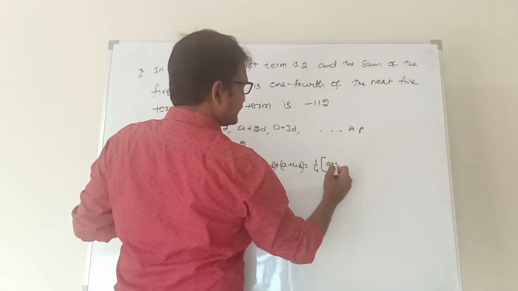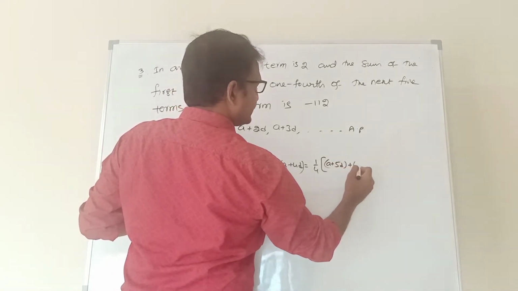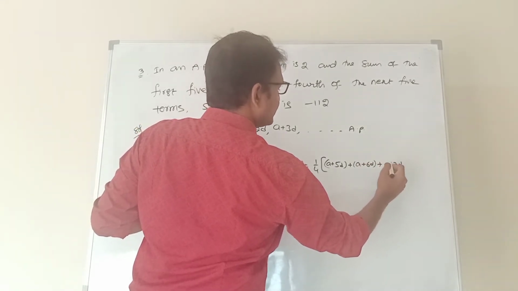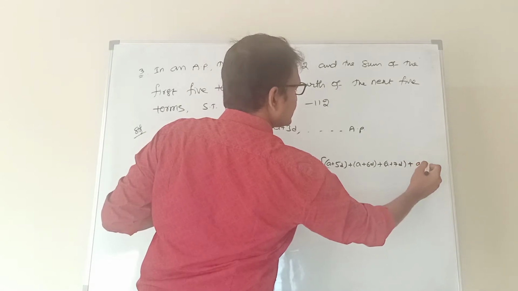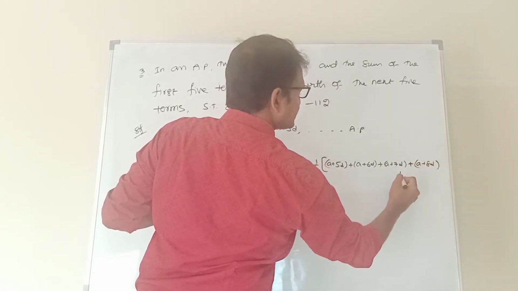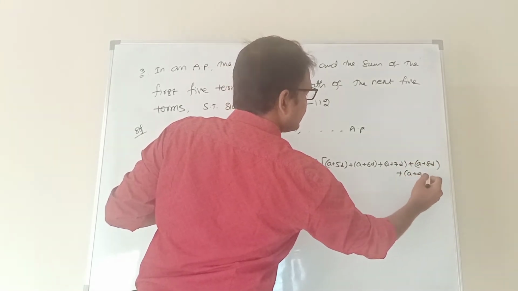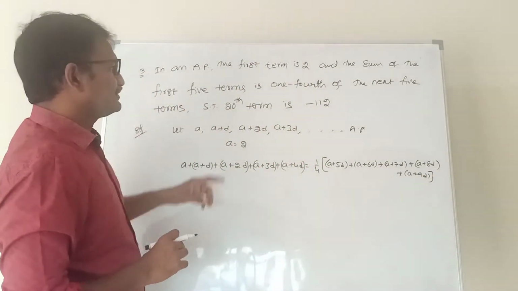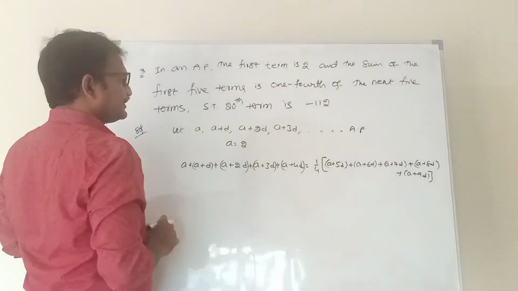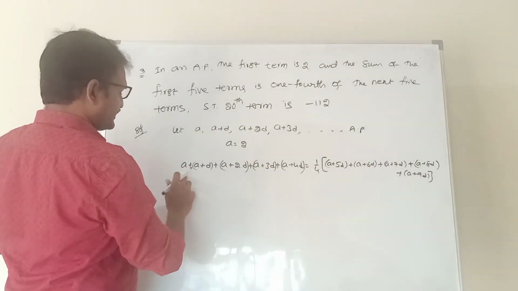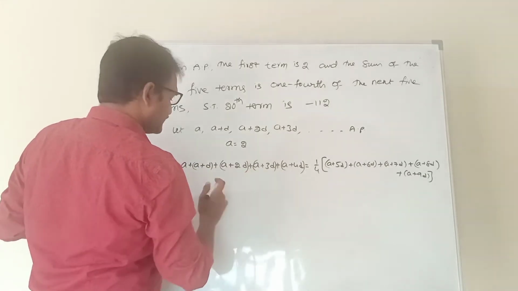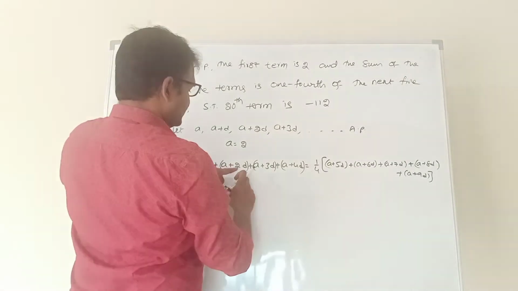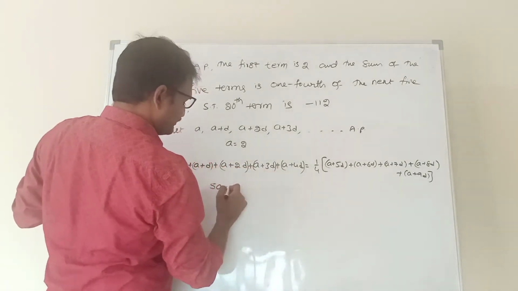The next 5 terms means a plus 5d plus a plus 6d plus a plus 7d plus a plus 8d plus a plus 9d. See, if you observe the left hand side, a plus a plus a plus a plus a, that means 5 a's are there, plus d plus 2d is 3d, 3d plus 3d is 6d, 6d plus 4d is 10d.